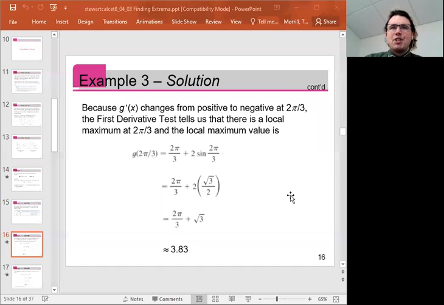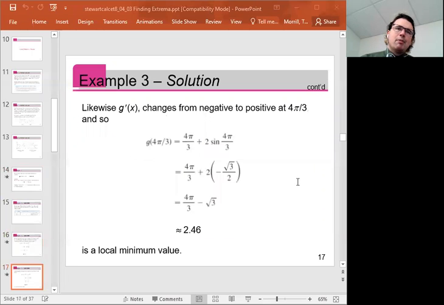So because the derivative changes from positive to negative at 2 pi divided by 3, then we have a local maximum. The x-coordinate is going to be 2 pi on 3. Again, that's exactly where this change in the first derivative is coming from. And the value of that maximum is going to be 3.83, roughly. So this just comes from evaluating the original function at the x-coordinate that we care about.